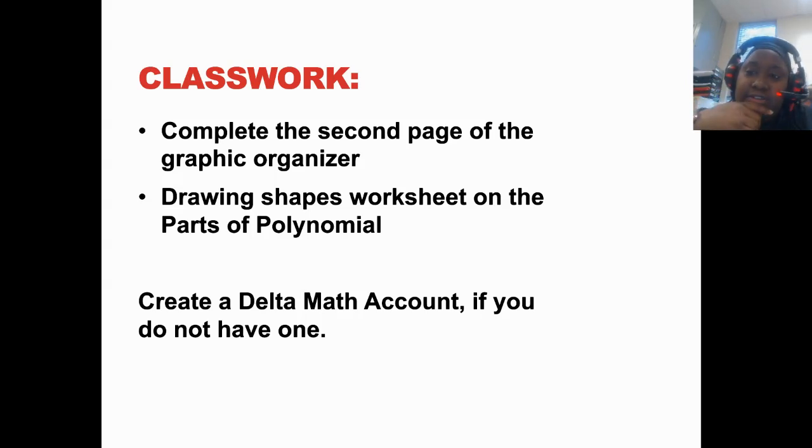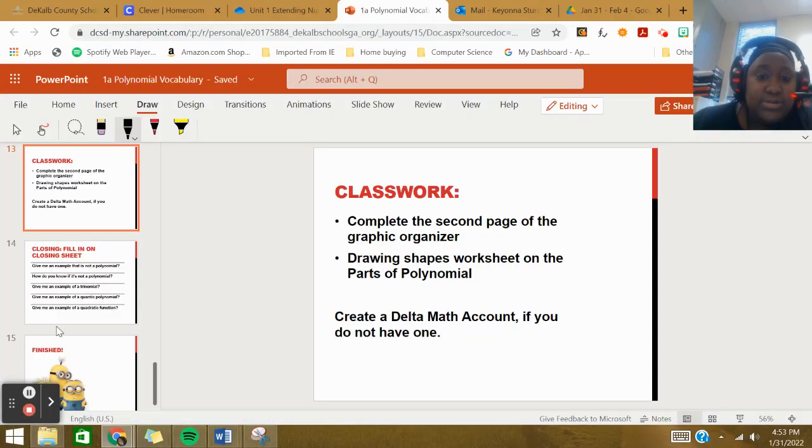And if you do not have a Delta Math account, please make sure today that you make a Delta Math account because you guys do have Delta Math assignments posted as of today on the parts of polynomials in the polynomial vocabulary. If you have any additional questions, please feel free to ask me during class time.